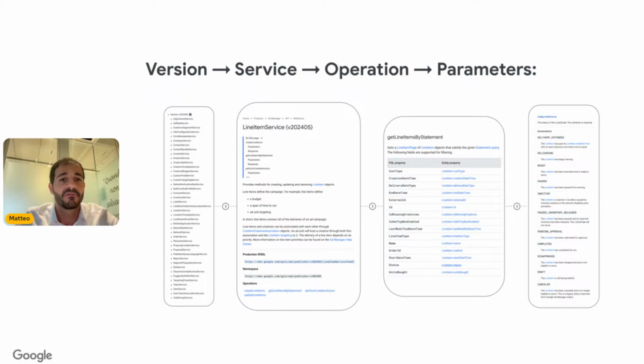Again, you click on any of the operations, and it will open a little page that shows you what properties that operation can be used with, or can be queried. And then if you click on an individual property, it will also give you the list of values that that parameter or property can take.